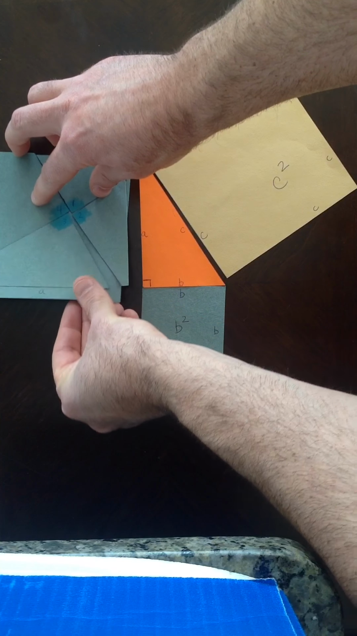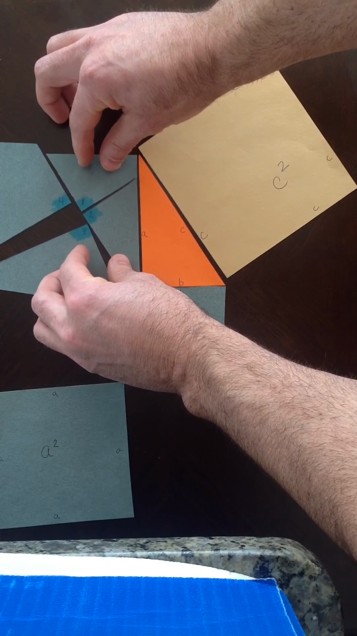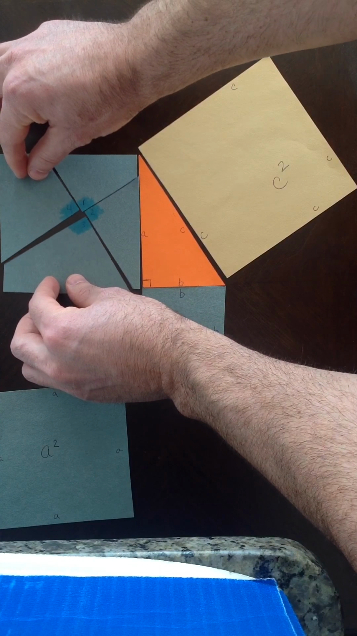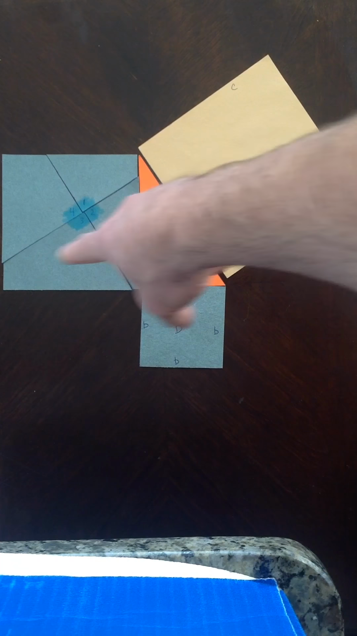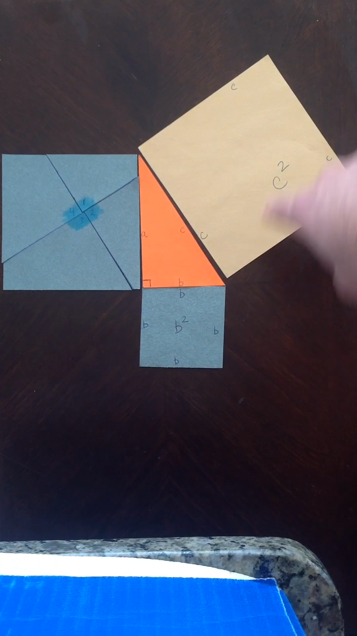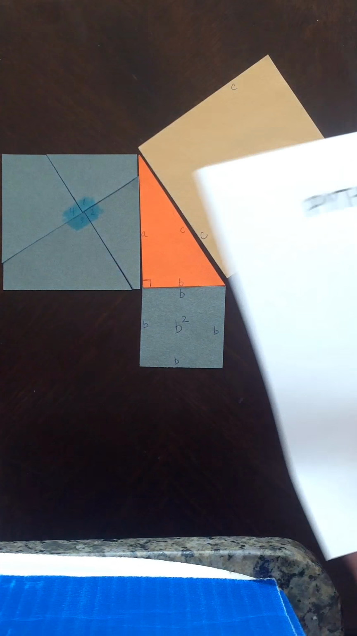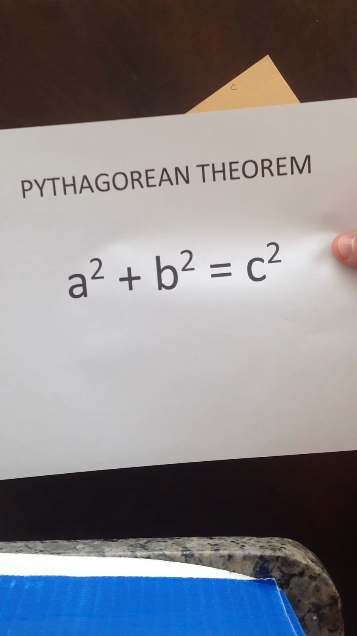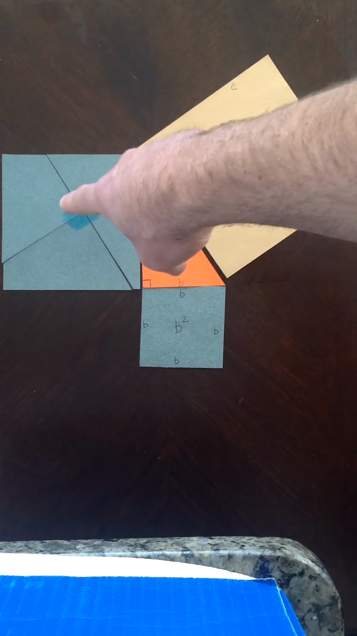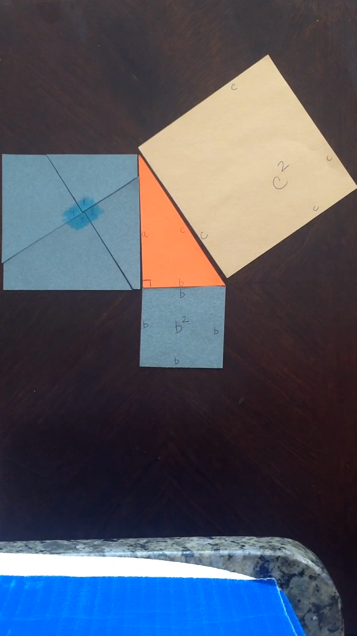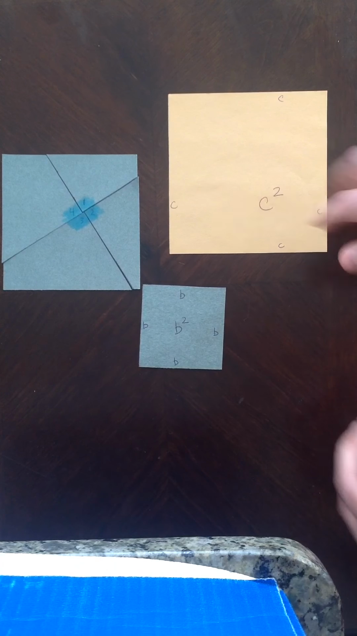So let me take the other A squared and pull that out. There we go. All right, so I want you guys to see that we still have A squared here, we still have B squared here, and we still have C squared here. Let's go back to the Pythagorean theorem one more time. It's saying that A squared plus B squared is equal to C squared. So the area of A and the area of B should fit perfectly right on C. And I've cut this in such a way that I can make that work. Watch this, it's pretty cool.